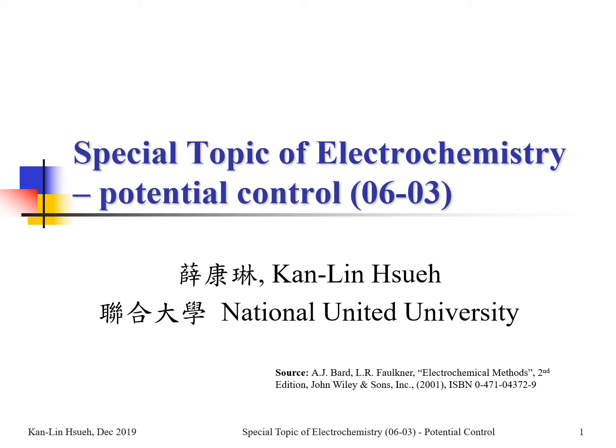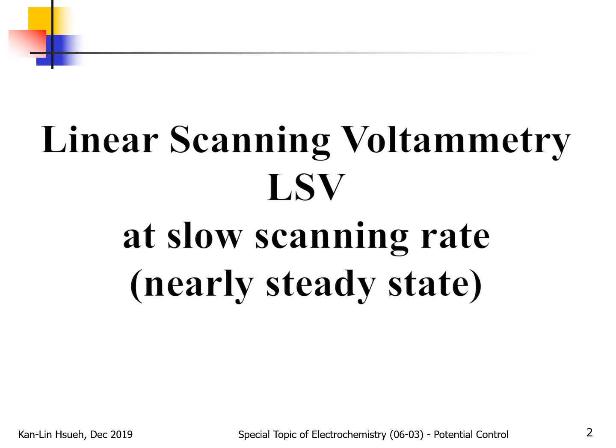In this section, we're going to talk about the potential control and the linear scanning voltammetry. In the previous section, we talked about the step potential change. That means the potential starts at a time equal to 0, then steps to another potential. But in this section, we are talking about the potential gradually and continuously changing from one potential to the other. So this is called the linear scanning voltammetry, LSV.